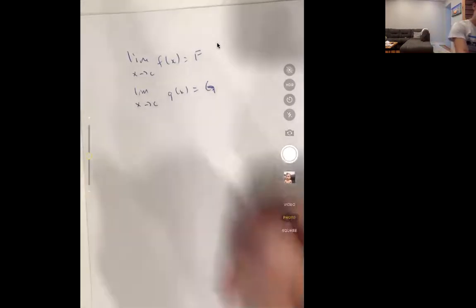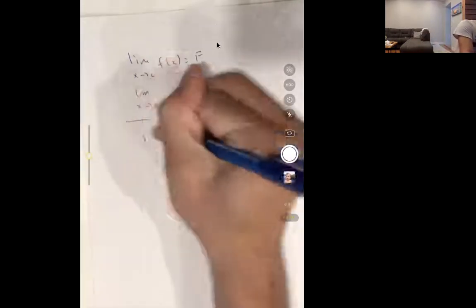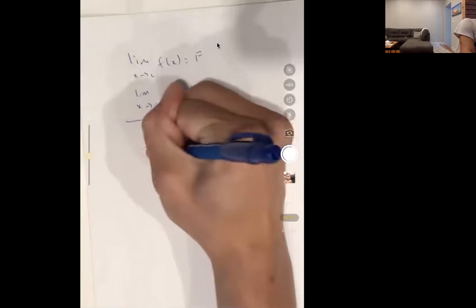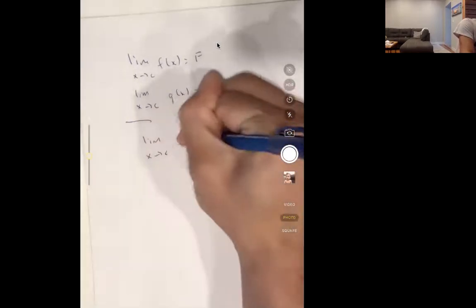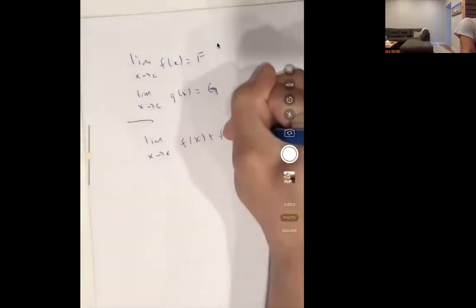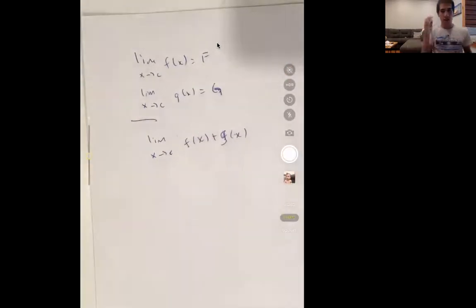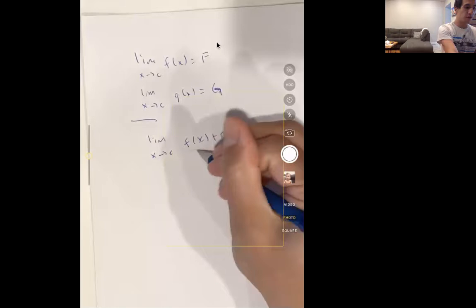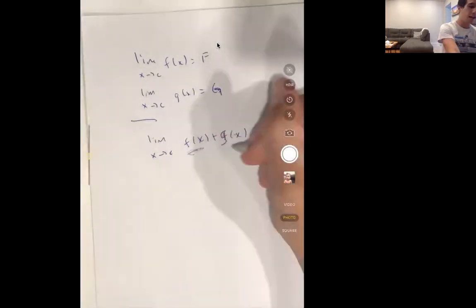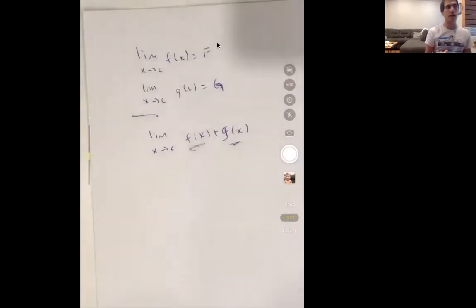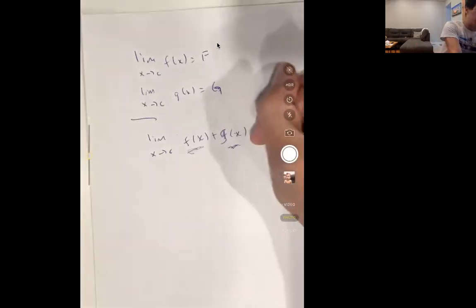And then if we want to consider what's happening to the function f of x plus g of x, so I'm adding these two functions, then it's pretty clear what's happening intuitively. This function is tending towards capital F, this function is tending towards capital G, and I'm adding them together. So the whole thing is going to tend towards capital F plus capital G.